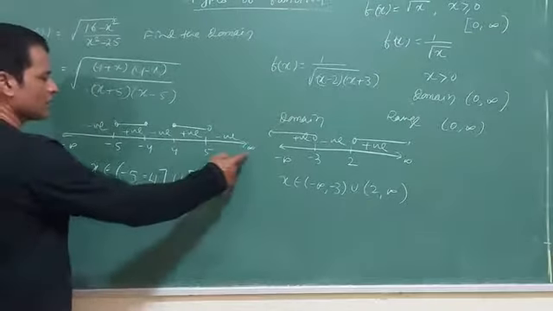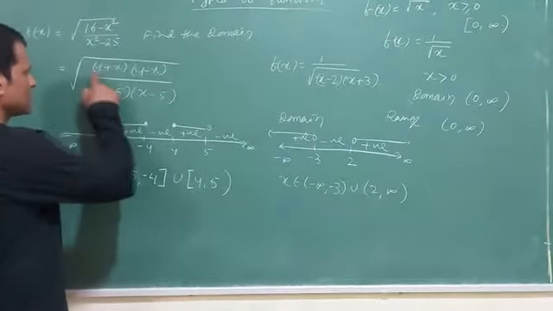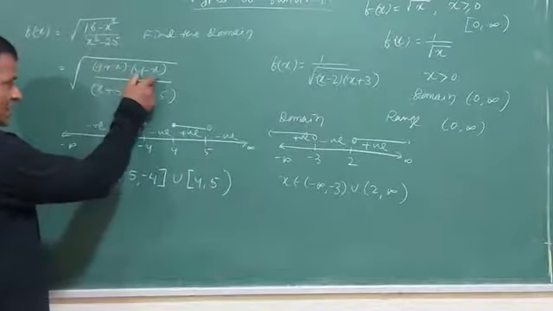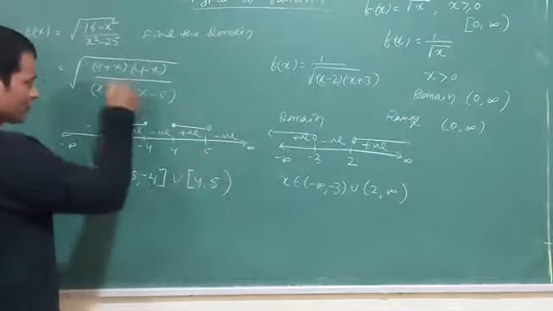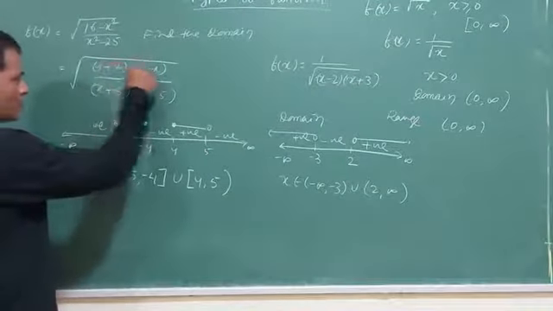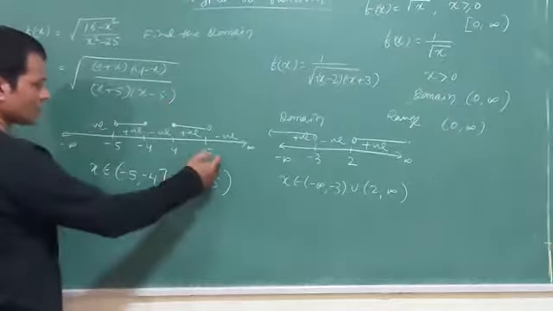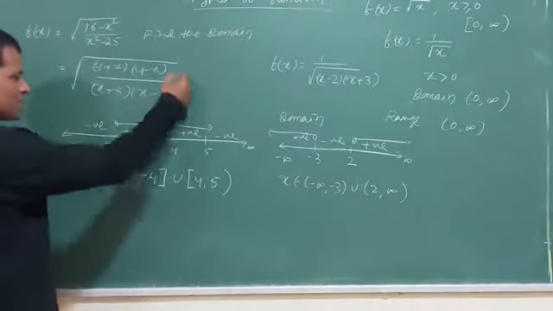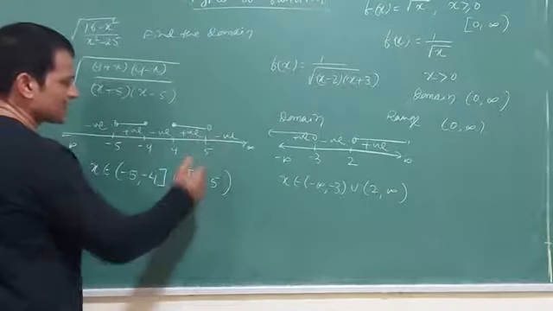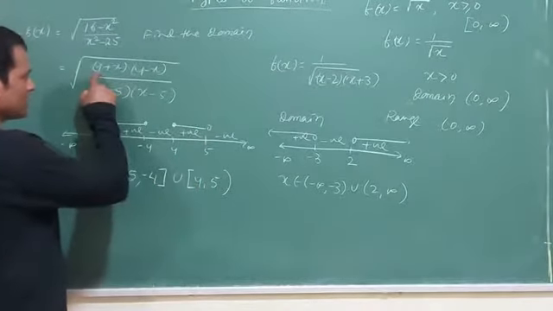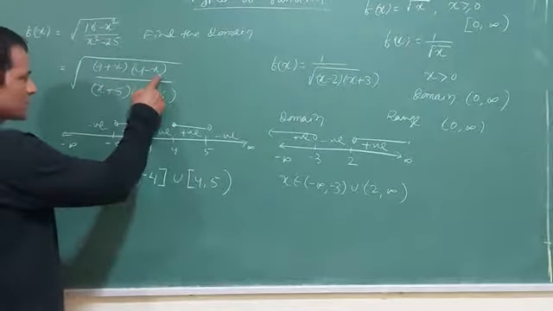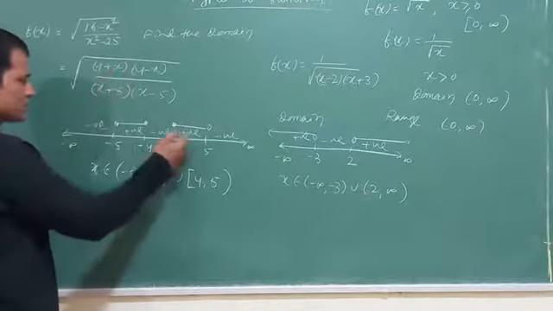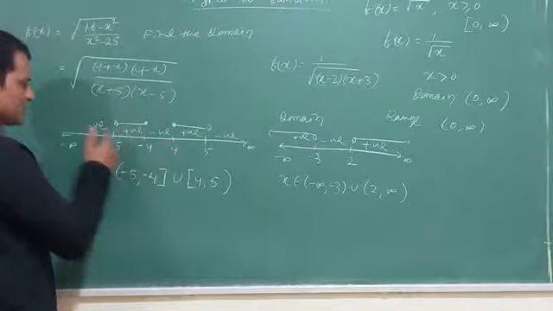If I take a value between 5 to infinity, that is 6: 4 plus 6 is positive, 4 minus 6 is negative. So the numerator part becomes negative, remember it. Then with 6, 6 plus 5 is 11 and 6 minus 5 is 1, so the denominator is positive. Negative by positive is negative, so I am writing a negative. Then between 4 to 5 you take 4.5: 4 plus 4.5 is positive, 4 minus 4.5 is negative, and the denominator gives positive and negative, so negative by negative gives positive. So the signs are positive, negative, positive, negative, positive, negative.